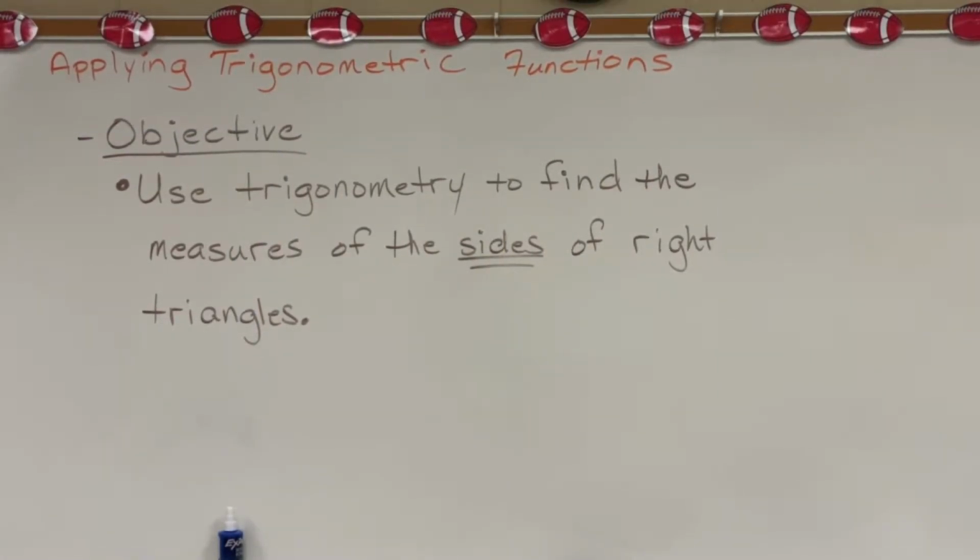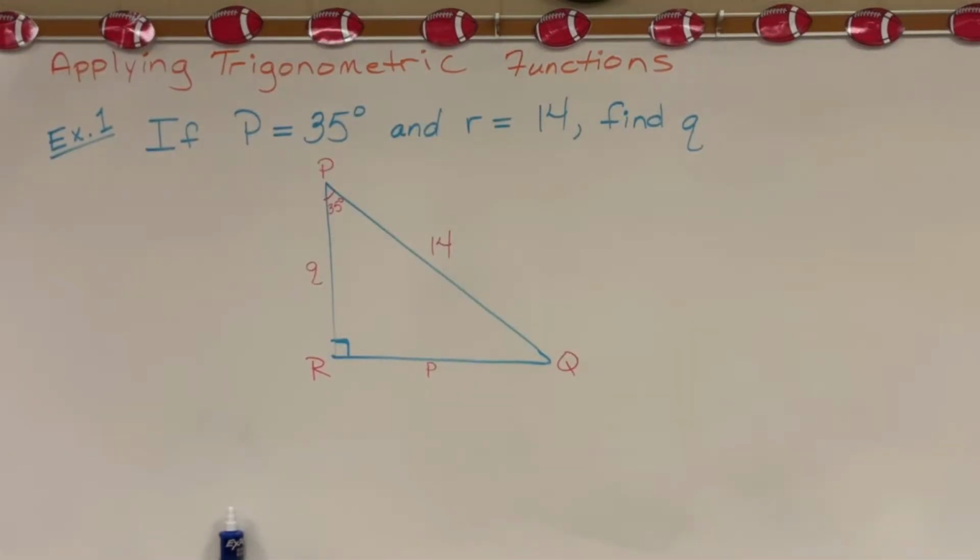Applying trigonometric functions. Objective: use trigonometry to find the measures of the sides of right triangles. Example 1. If angle P equals 35 degrees and side R equals 14, find side Q.